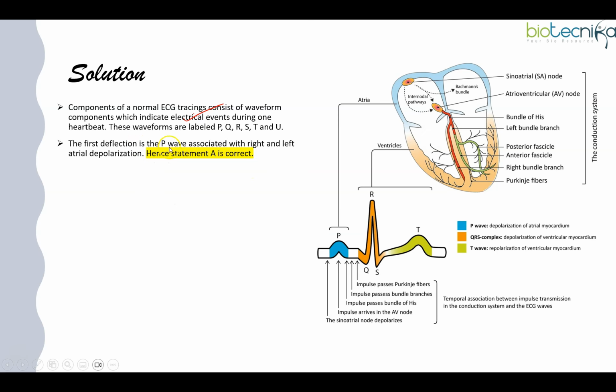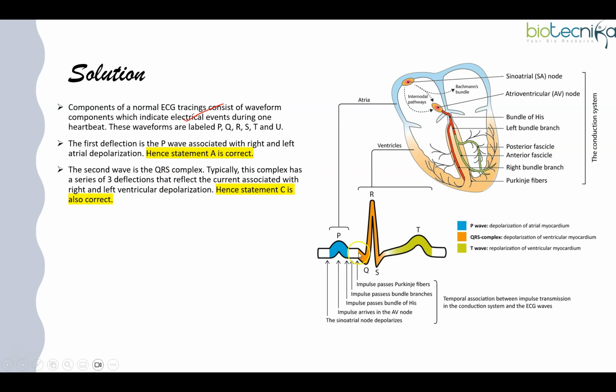So the first deflection is associated with right and left atrial depolarization. That is why statement A over here will be correct. Second wave is the QRS. So as you can see, this is the QRS, which is depolarization of the ventricular myocardium. Typically this complex has a series of 3 deflections that reflect the current associated with the right and left ventricular depolarization. Hence statement C is also correct over here.